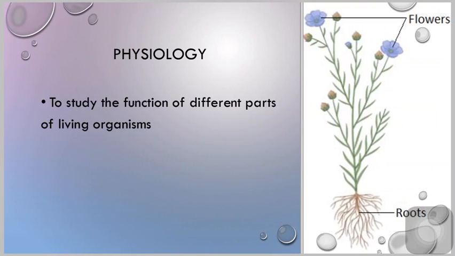Another branch of biology is physiology. Under this heading we study the function of different parts of living organisms. For example, a plant has different parts: root, shoot, leaves, flowers. These all have different functions, and we study their functions in physiology.